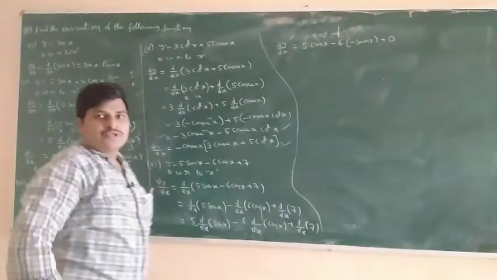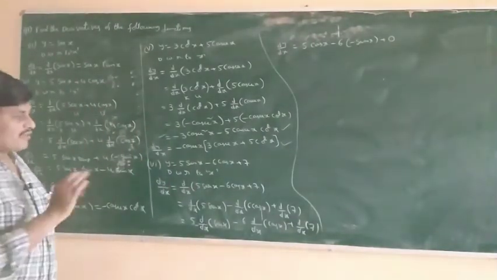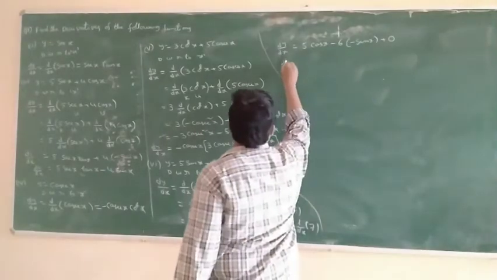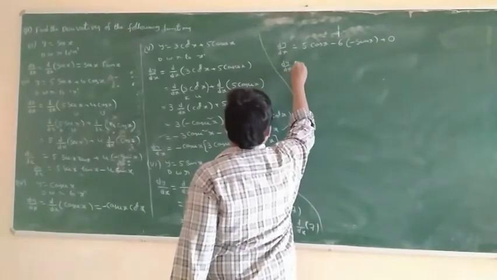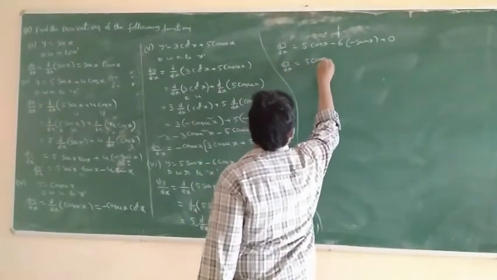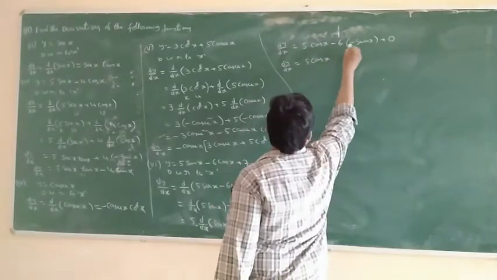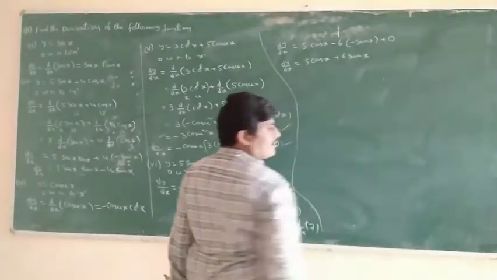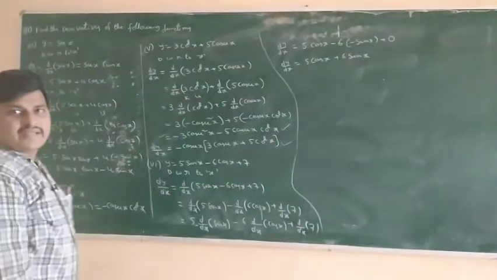Derivative of 7 is only a constant term. Derivative of a constant is 0. So finally dy by dx is equal to 5 cos x minus into minus, plus 6 sin x. 5 cos x plus 6 sin x.